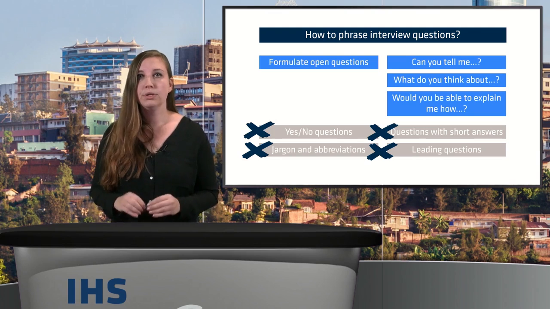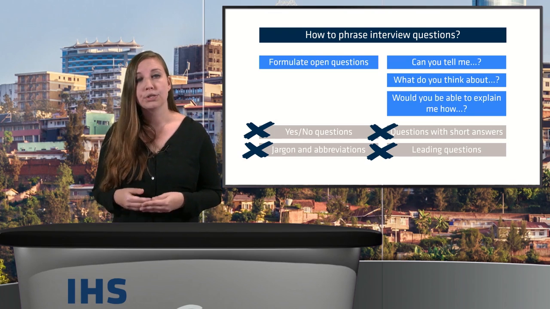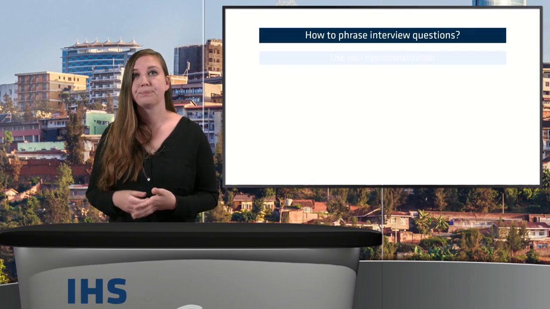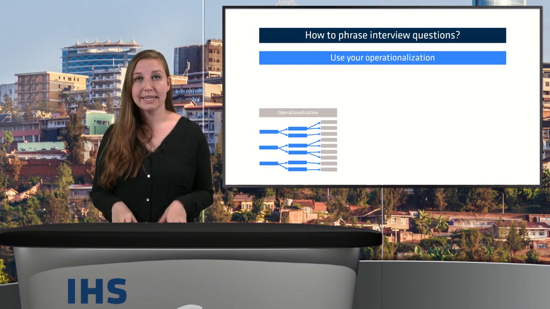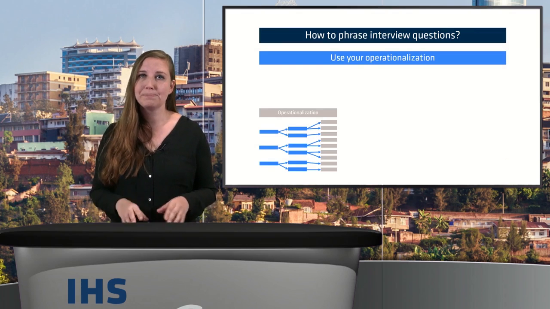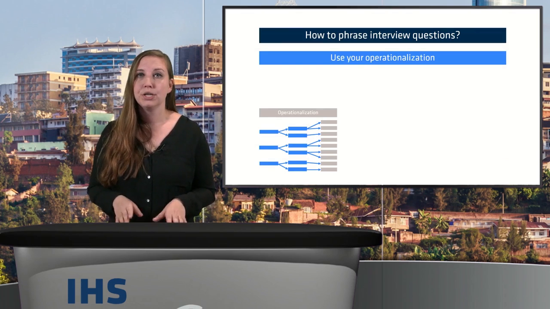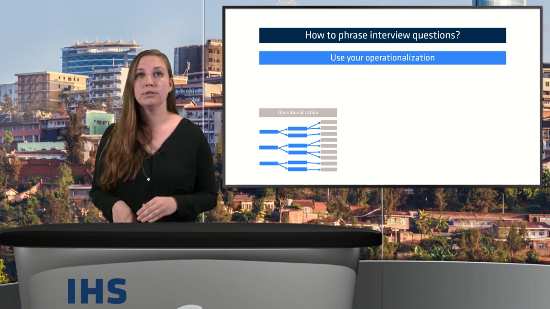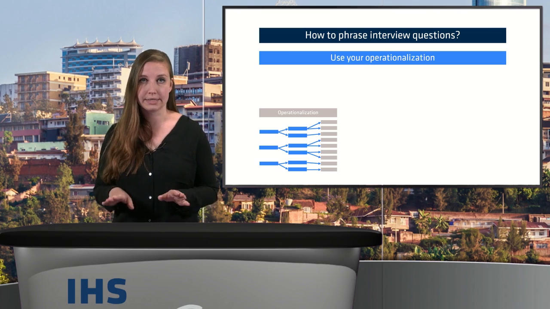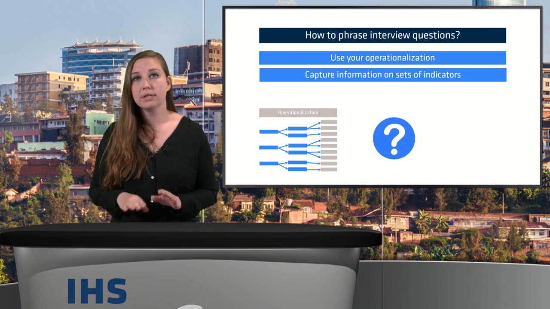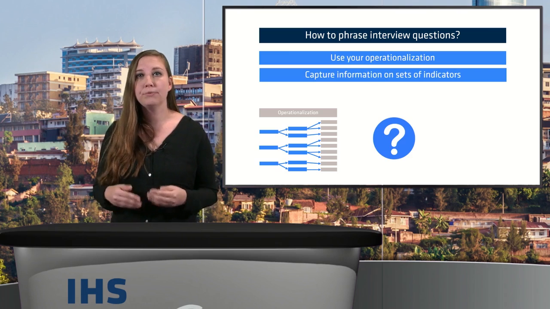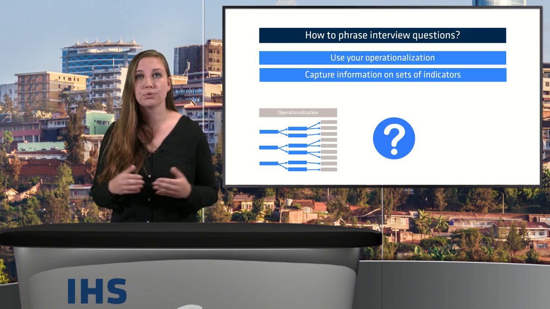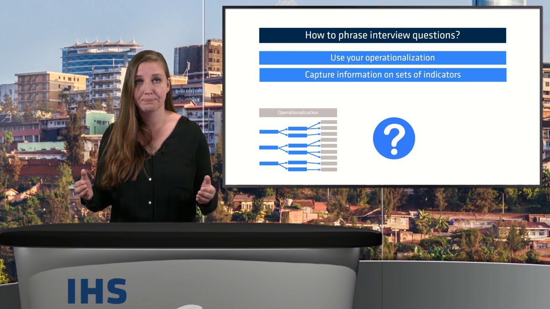Okay, now you know how to phrase the questions, but how do you know which questions to ask? Well, you can actually use your operationalization for this. The indicators you developed are the basis of your questions. Usually, a good interview question touches several indicators. So don't think you need to formulate a question on every single indicator, but draft them so you can capture information on sets of indicators.